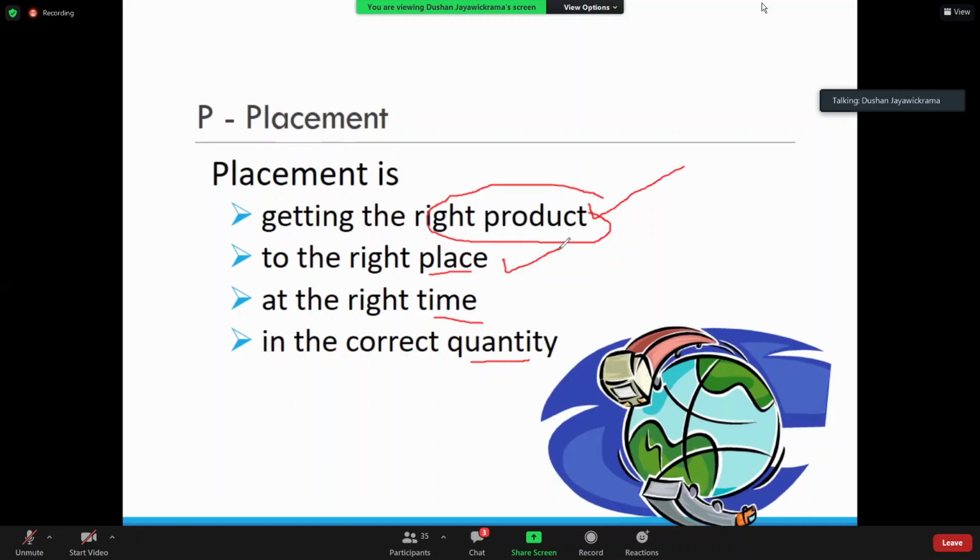Is it coming to the right place? Is it coming at the right time? Or is it coming in the right quantity?